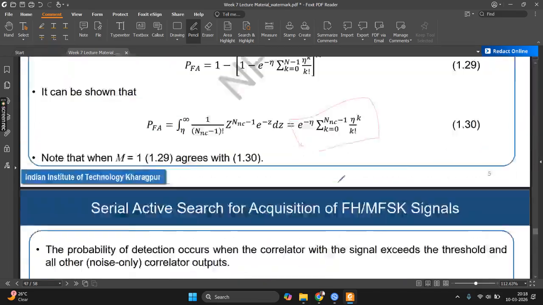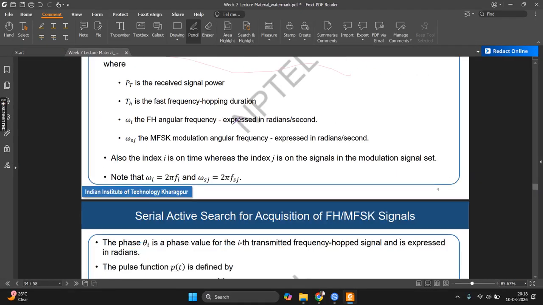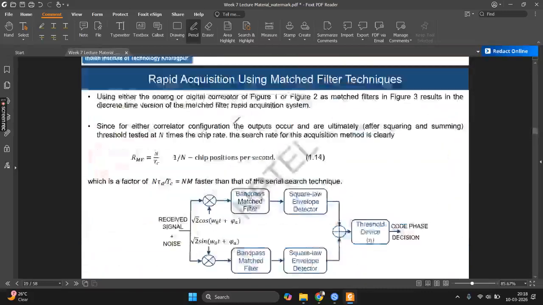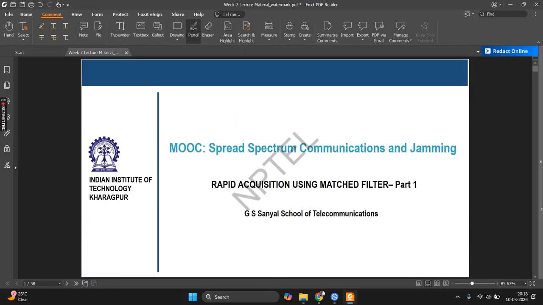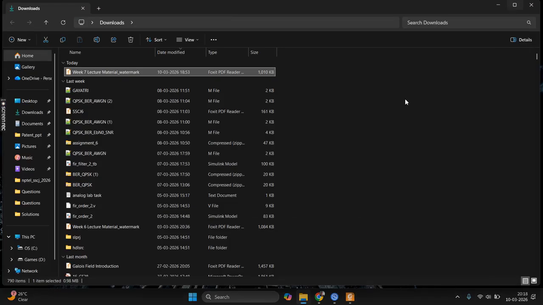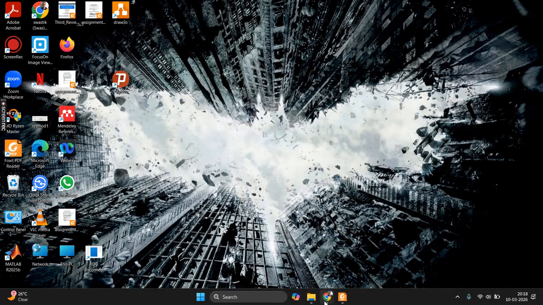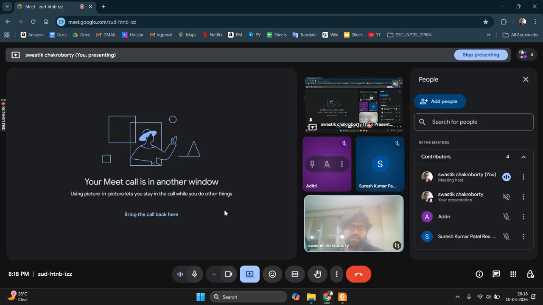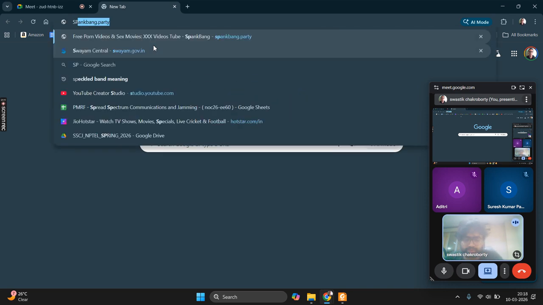Now with that, I think that will be all for today. Today we did the matched filter technique, acquisition, and code acquisition for frequency hopping. So up to this, is there any doubt? If not, then I will go to some more extra topics on spread spectrum.